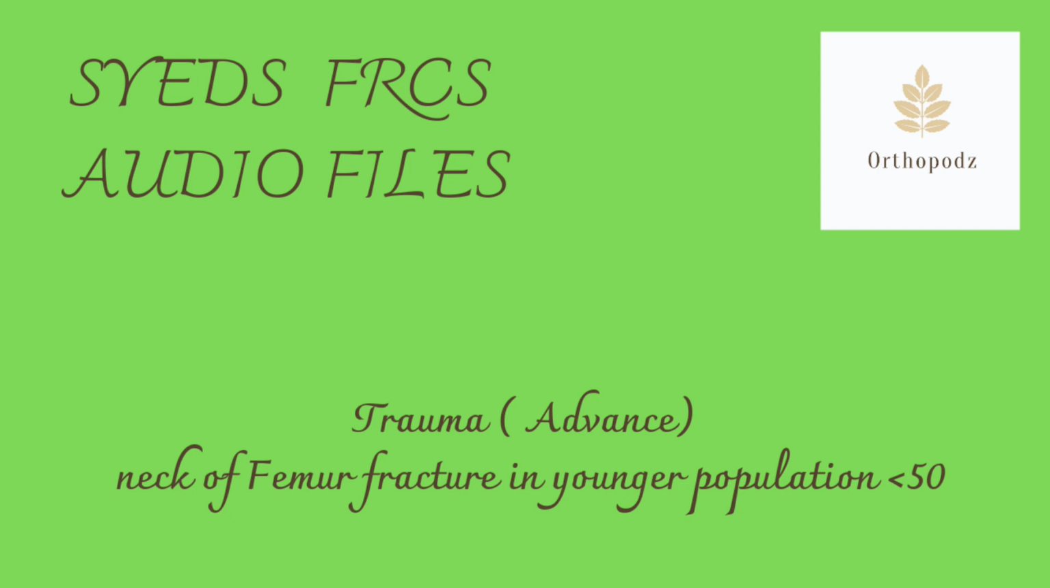Regarding the reduction technique, there are multiple ways. Number one, pointed reduction clamps can be used. One clamp moves toward the femoral head and the other toward the greater trochanter, and you try to reduce the fracture. Second is a K-wire technique, putting in K-wires and Schanz pins.